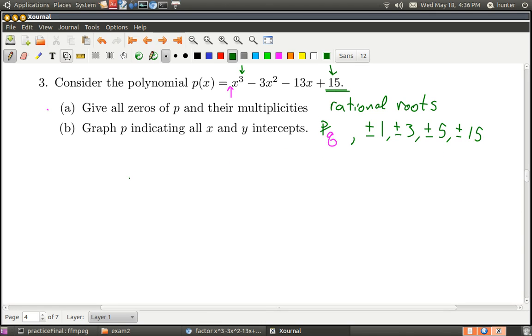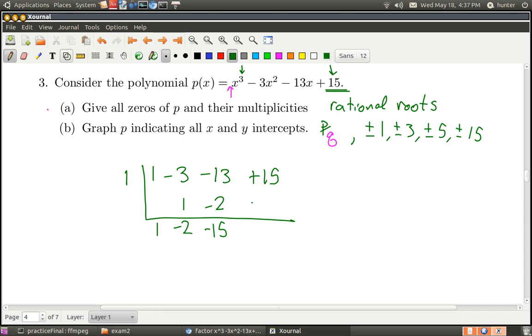And so let me just start checking these things with synthetic division. Let me check 1 first. And I'll write the coefficients of the polynomial here. 1 comes down. 1 times 1 is 1. Negative 3 plus 1 is negative 2. Negative 2 times 1 is negative 2. Negative 13 plus negative 2 is negative 15. 1 times negative 15 is negative 15. And I get 0, and I got lucky. I hit the jackpot. And that tells me that x minus 1 is a factor of this polynomial.